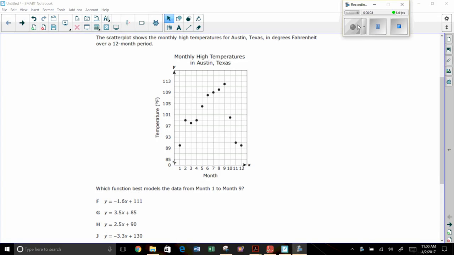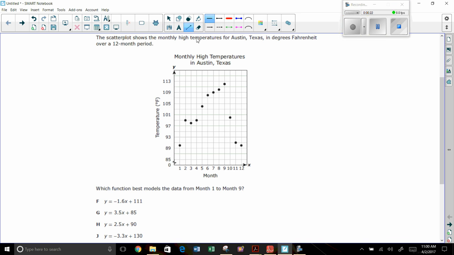The scatter plot shows the monthly high temperatures for Austin, Texas in degrees Fahrenheit over a 12-month period. We have the scatter plot right here. Which function best models the data from month 1 to month 9? Since they are limiting what we're looking at, we're only going to look at month 1 to 9.